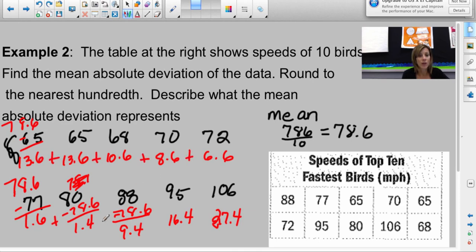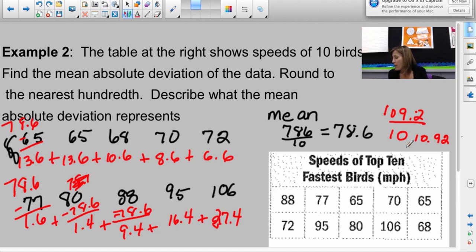These are the differences away from the mean. I'm going to add them up, which total 109.2. And I'm going to divide that by 10, and that gives me 10.92.